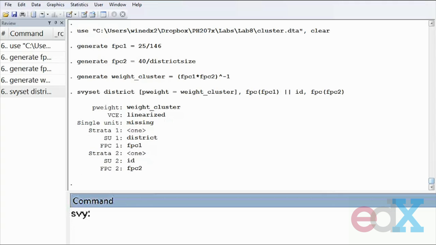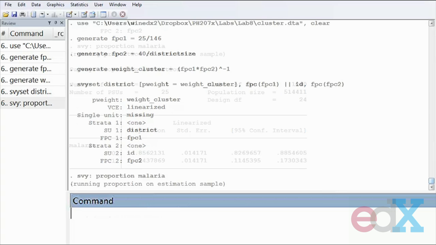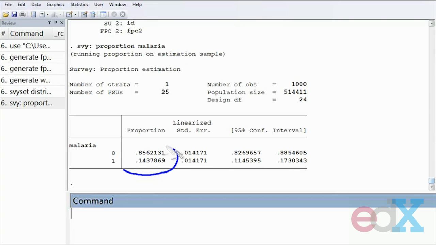So again, we can just type survey proportion malaria, and we obtain an estimate of the malaria prevalence, which is 14.4%. This is a little bit higher than we saw using the data from the simple random sample and the stratified sample. That's just by chance. It just depends on what I did. I generated the sample by taking a cluster sample from a data set that I had created. So by chance, now we end up with a higher estimate of the malaria prevalence.